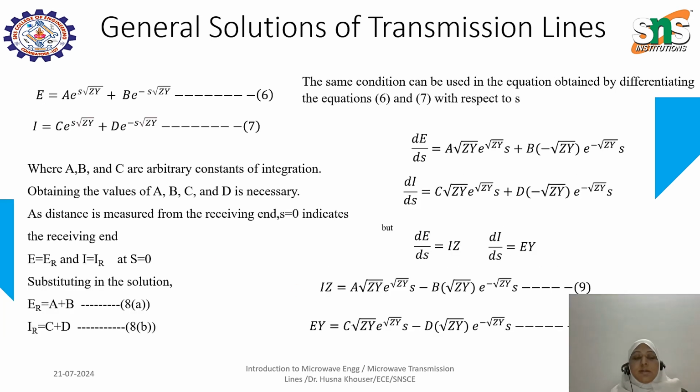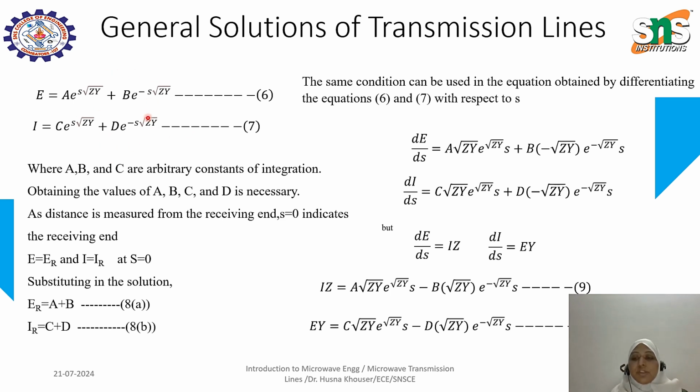In this slide we'll discuss these equations. Here you can see we get two arbitrary equations: E is equal to A into e to the power of s root of zy plus B into e to the power of minus s root of zy. Similarly, in the current equation, I is equal to C into e to the power of s root of zy plus D into e to the power of minus s root of zy. Now we consider A, B, C, D as arbitrary constants.